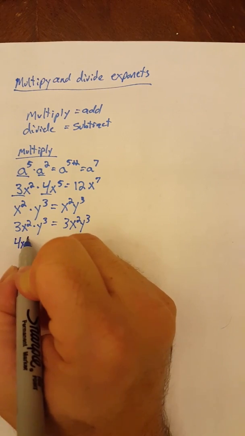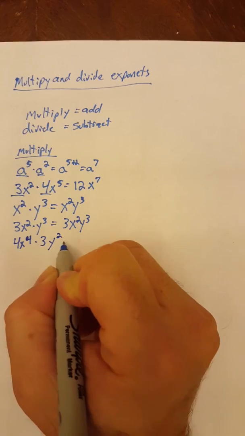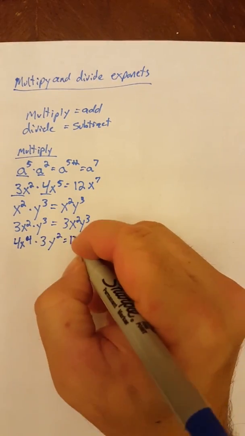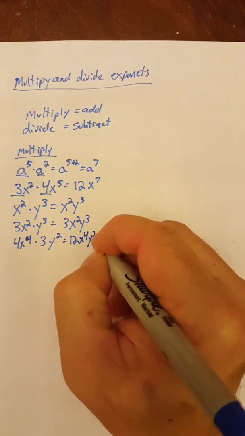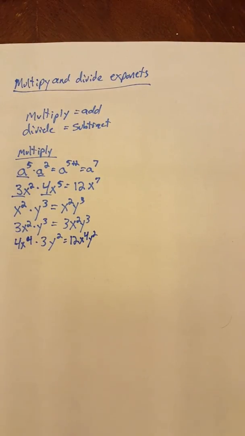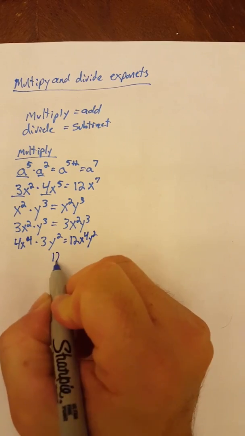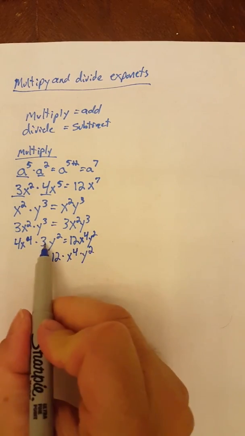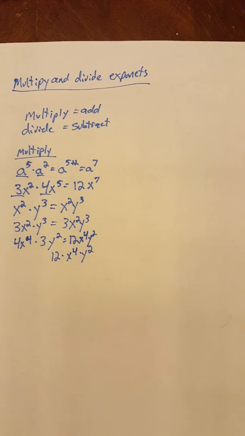If we had coefficients for each one, it wouldn't change anything. We'd still multiply the coefficients, so we'd have 12, and we'd have x to the fourth, y squared. That puts everything together there. Note that the 12's out in front. If we wanted to rewrite this, we could also put it as 12 times x to the fourth times y squared. This 3 doesn't necessarily belong to that y squared. It would just be multiplied.